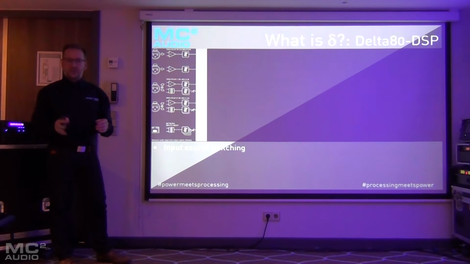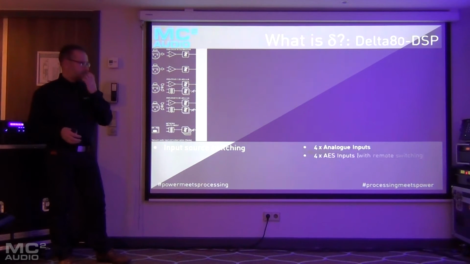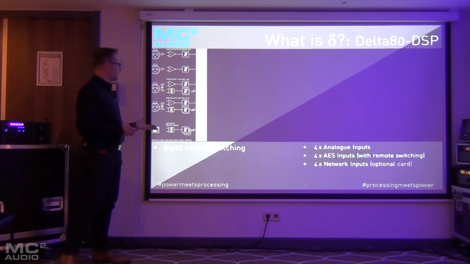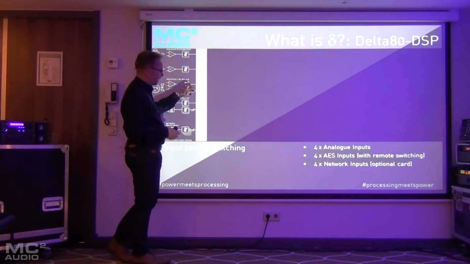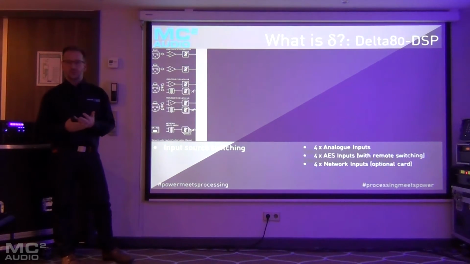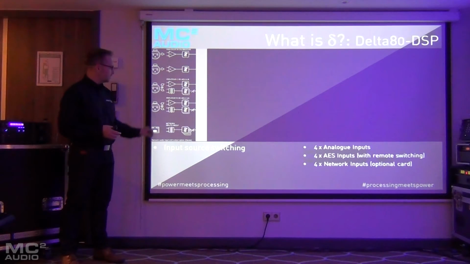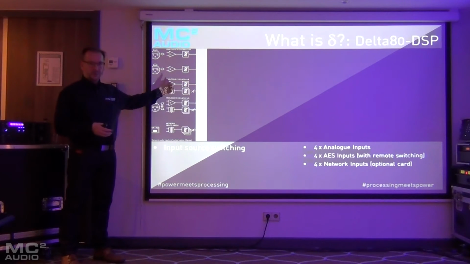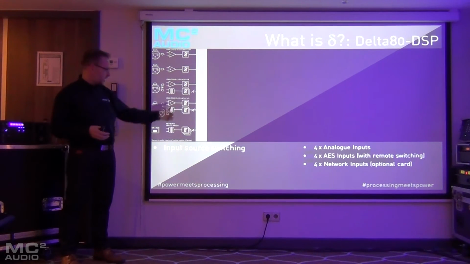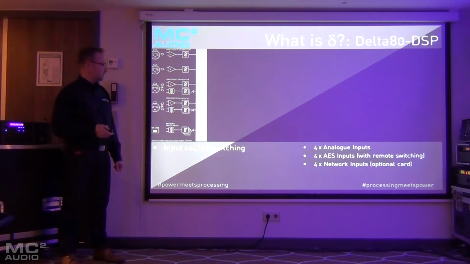So just going to explain a little bit about the architecture of the DSP. So you've basically got a 12 by 4 input source switching matrix. So you've got your 4 analog inputs, with 2 of those switchable to another 4 channels of AES, and then you've got the optional Dante card.